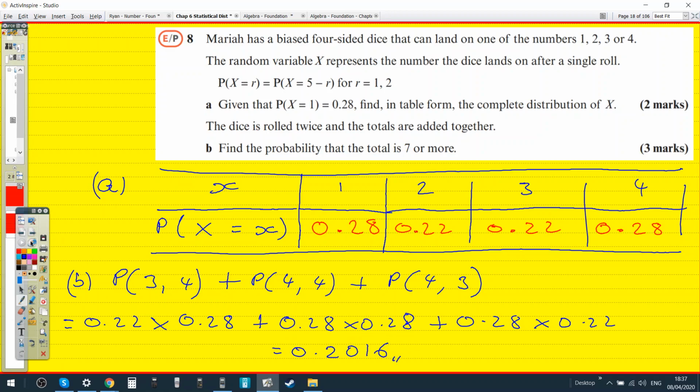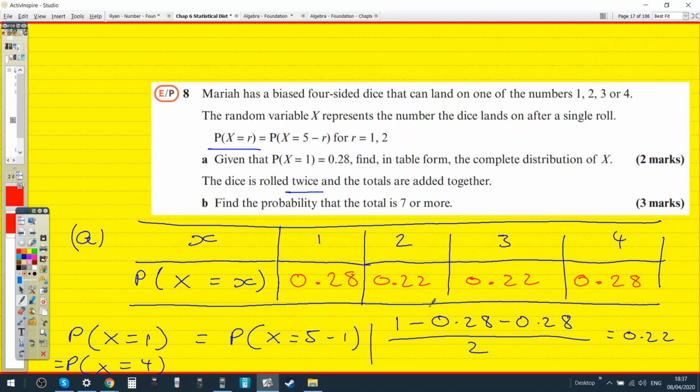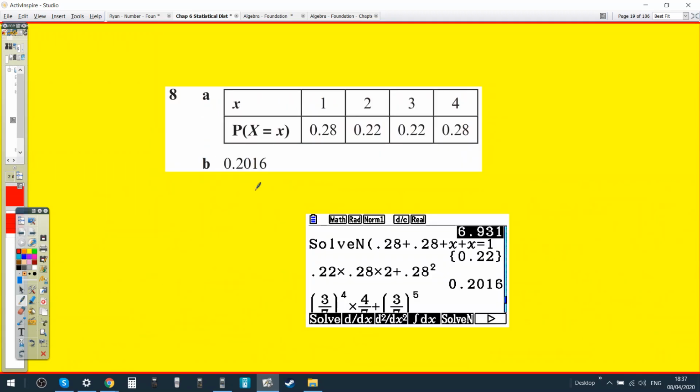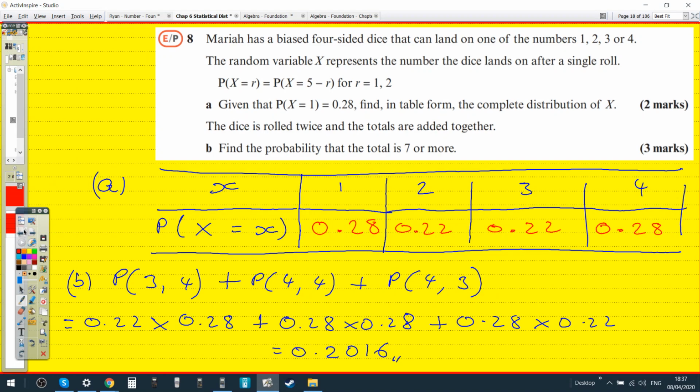2016, the year 2016. What a time to be alive. Let's see. Oh, I better check the answers. 0.216, and I did some stuff with my calculator. Yes, so this, let me go back.